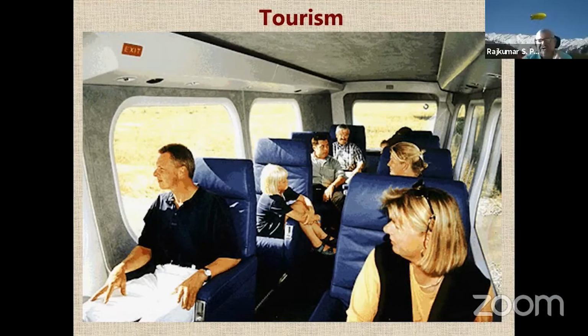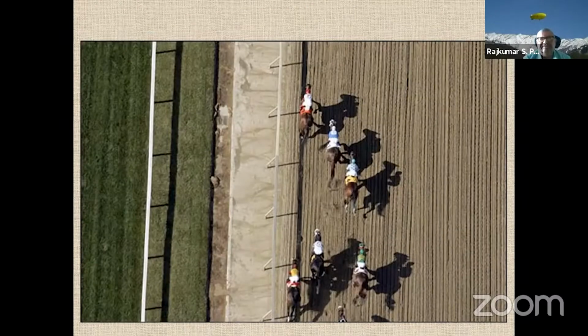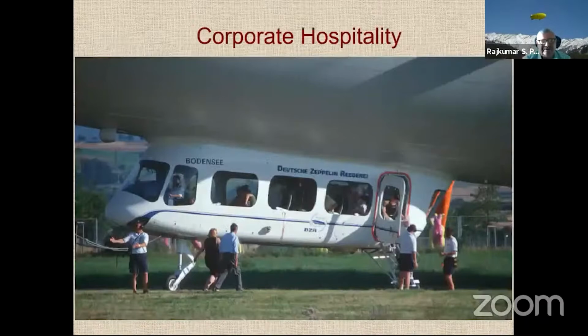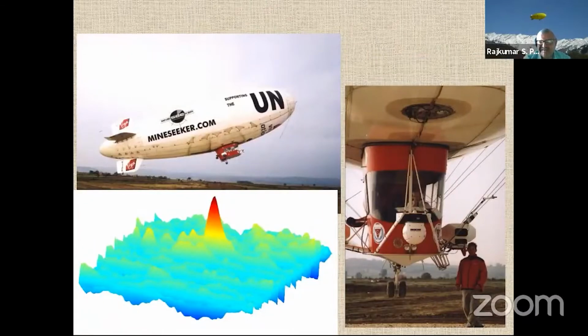So this is the beauty of flying in an airship. You can use it for covering sports events without disturbing the animals below. You can use it for what is called corporate hospitality, in which the entire team of around 10, 12 people can travel up in the air and just go around. But there are also some very interesting applications. One of them is the usage of airships for anti-mining operations.